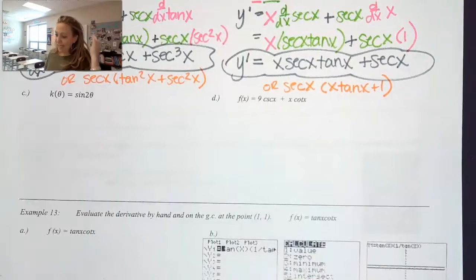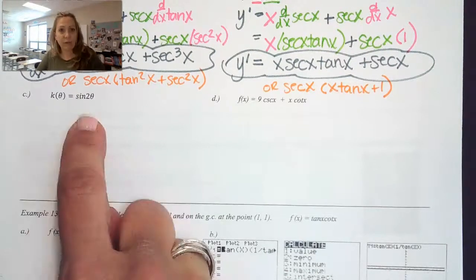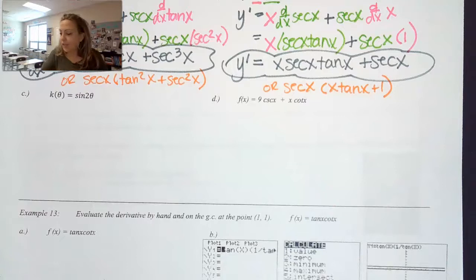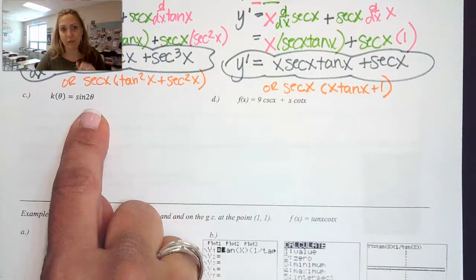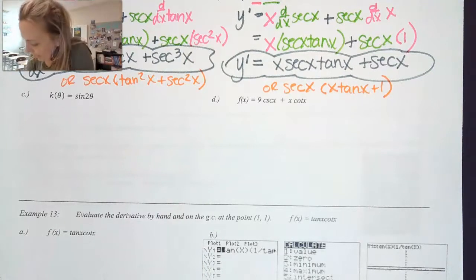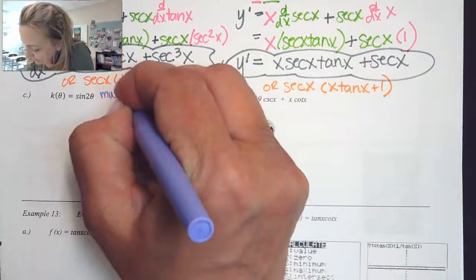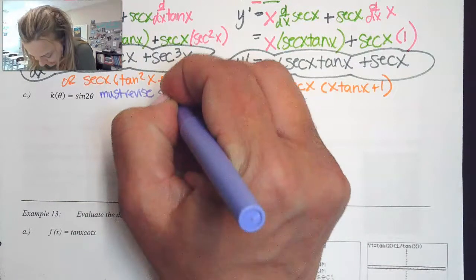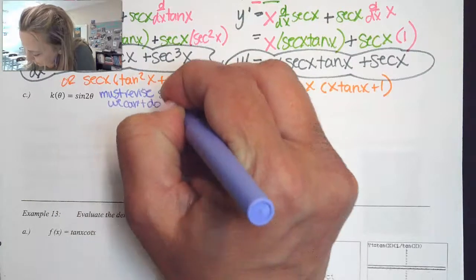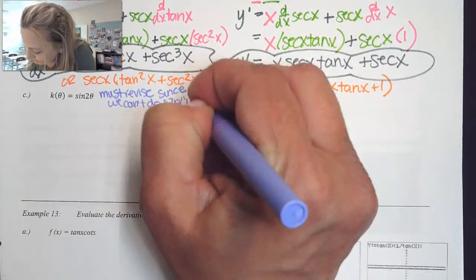Letter C, I have k of theta equals 2 sine theta. Oh my goodness, we don't know what to do. We haven't learned derivative rules when we have something other than just x or theta or t as our input, because that's going to be a story for another day. So if we have the sine of 2 theta, we're going to have to revise this, since we can't do 2 theta yet as an input, okay?